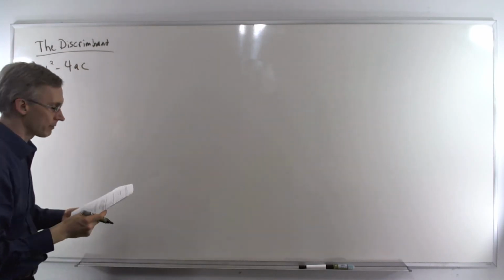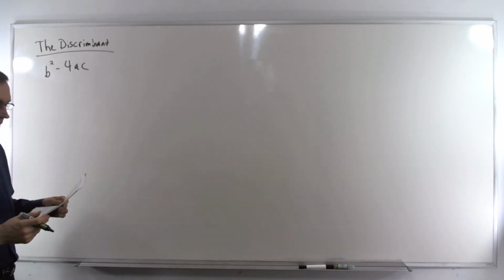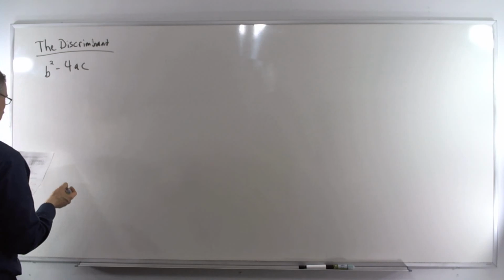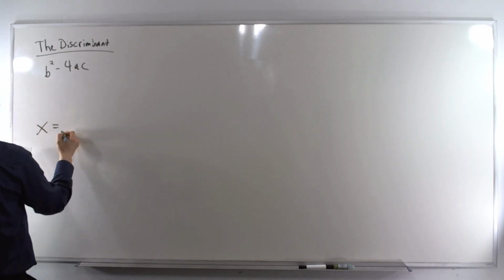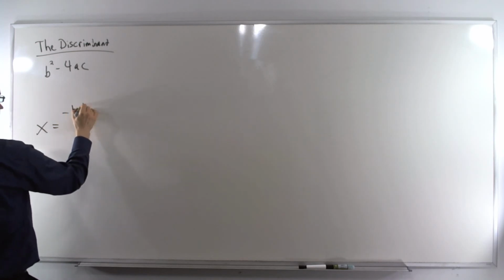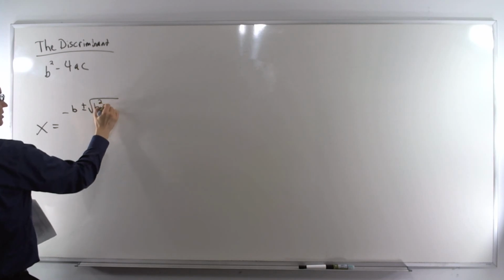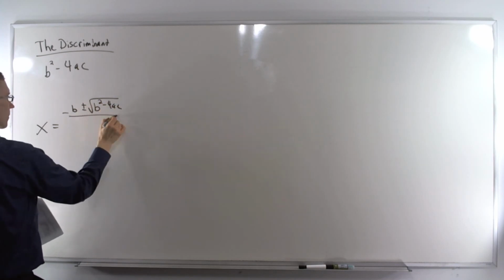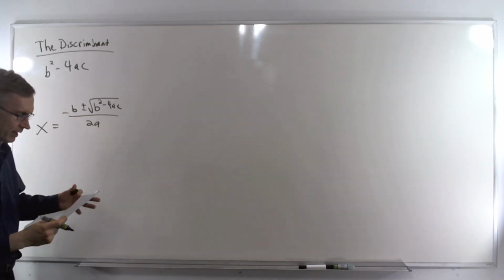So take a look at the table. Number of solutions based on the value of the discriminant. If the discriminant is greater than 0, we have 2 real solutions. If the discriminant is equal to 0, we have 1 real solution. If it's less than 0, we have 2 complex solutions. Alright, so let's see why this is the case.